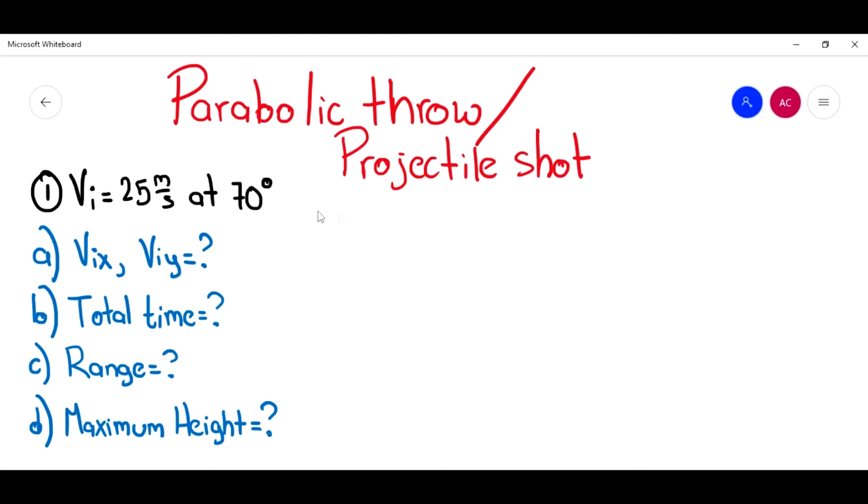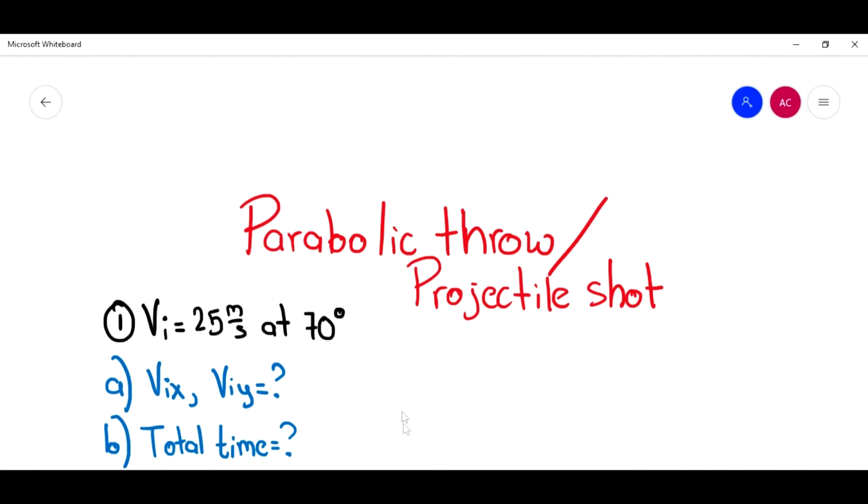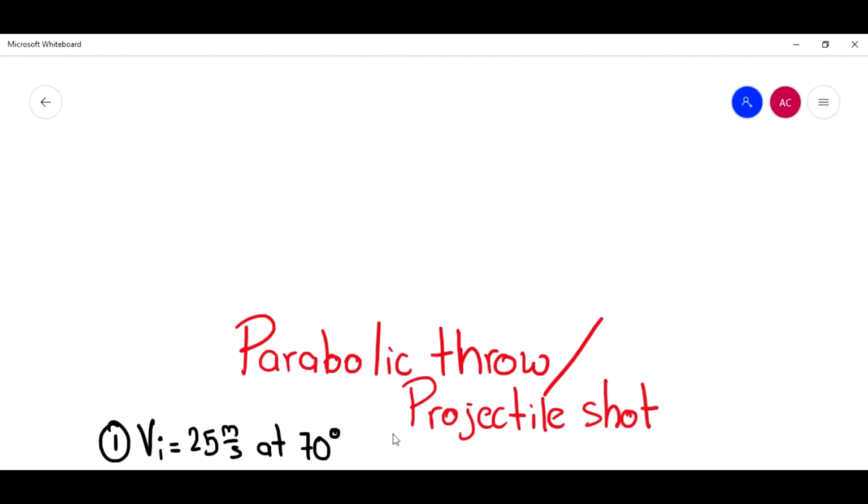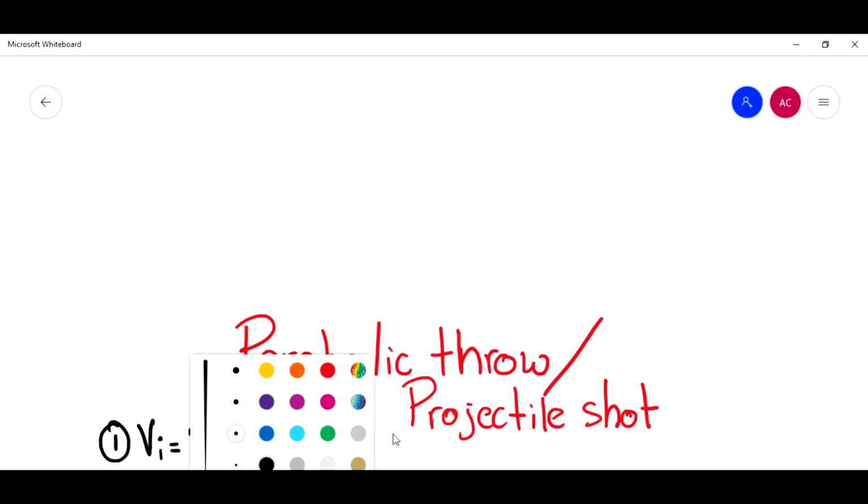Okay, so this is problem one. I got the initial velocity of a parabolic throw that is 25 meters per second at 70 degrees, and I got these questions. Before I answer those questions, I'm going to make a little drawing of a parabolic throw.